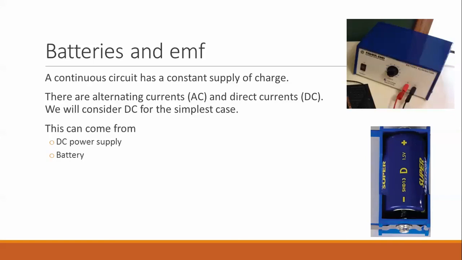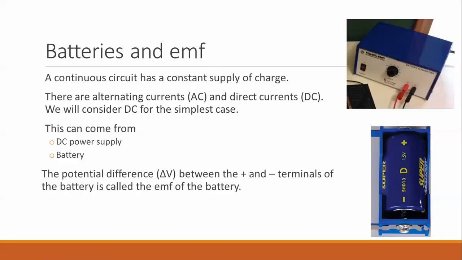So DC current can come from a DC power supply or a battery, and this is the power supply we've used in class, or any battery can also give us a DC current. And the potential difference from the positive and negative terminals, from here to here, is called the EMF of the battery. It's also what we set on our power supply as our delta V.